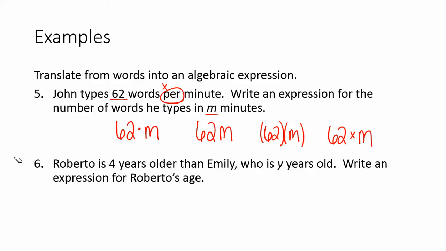Let's look at number 6. Roberto is 4 years older than Emily, who is y years old. Write an expression for Roberto's age. So we have the number 4, our variable y, and we're looking for the word or words that are going to indicate which mathematical operation to use. And here I see older than. Older than indicates addition. Remember though, this is very similar to more than, which means we need to flip our order. So instead of saying 4 plus y, we're going to say y plus 4.